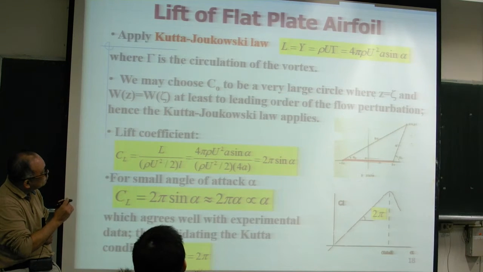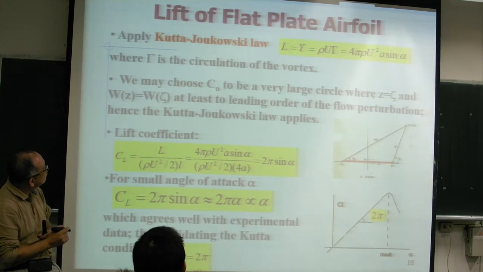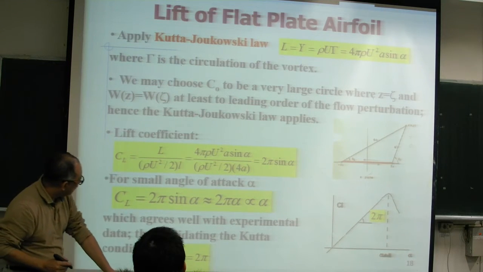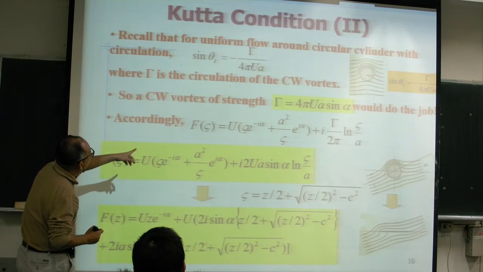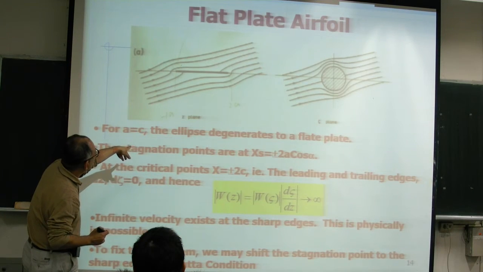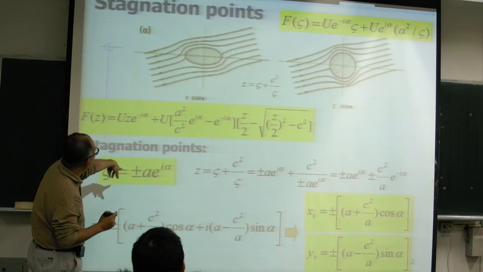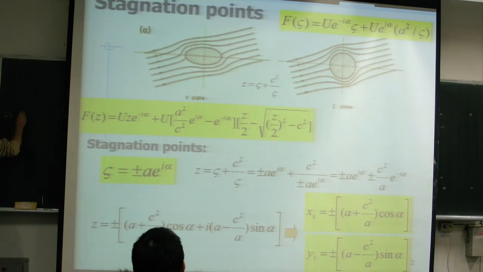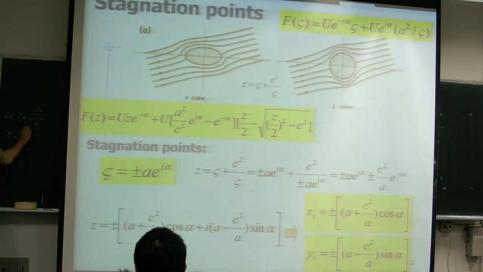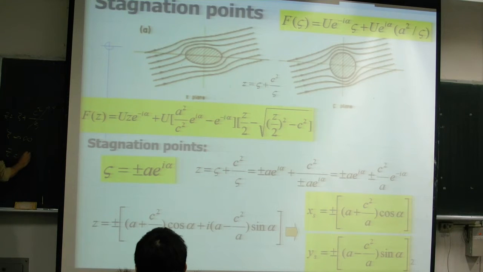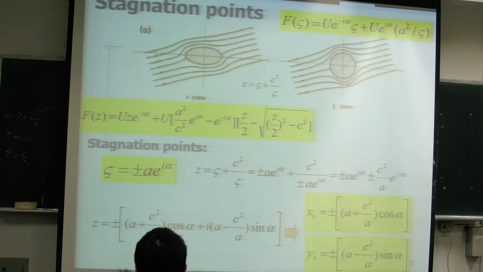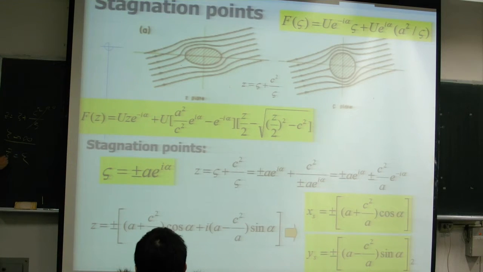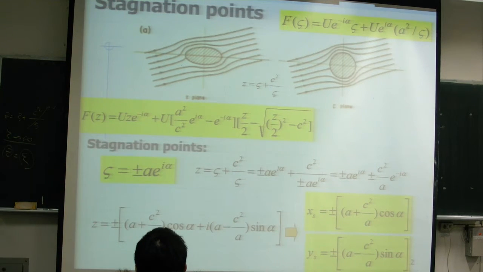It's a very large circle. As you can see, for the Joukowski transformation, where is the Joukowski transformation? Let me show you. This is the Joukowski transformation, right? When zeta goes to infinity, whatever, this term approaches 0, right? So z will be equal to zeta. So in the very far field, the z plane and the zeta plane don't change. So it's the same.